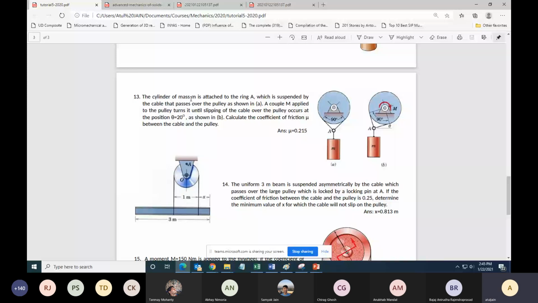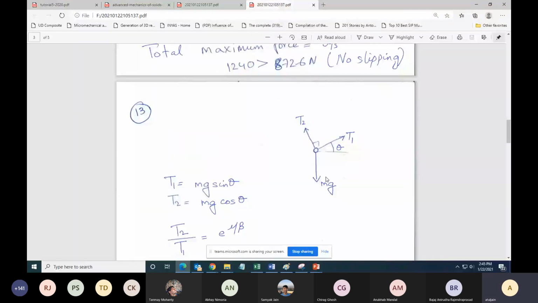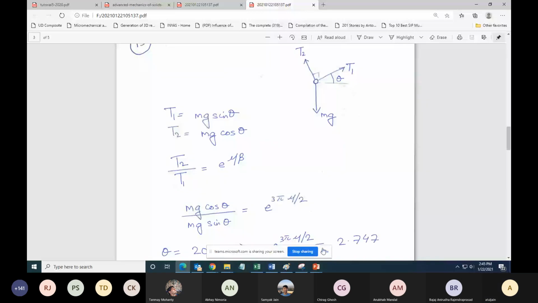Okay, so this angle is 20 degrees. So the free body diagram will look something like this: T2, T1, 20 degrees, mg. Now how many unknowns do we have? T2, T1, and that is it. We have two unknowns. So try to solve it. Find out the ratio between T2 and T1. Get the value of mu. I think this is a problem which requires less than 2 to 5 minutes to solve.